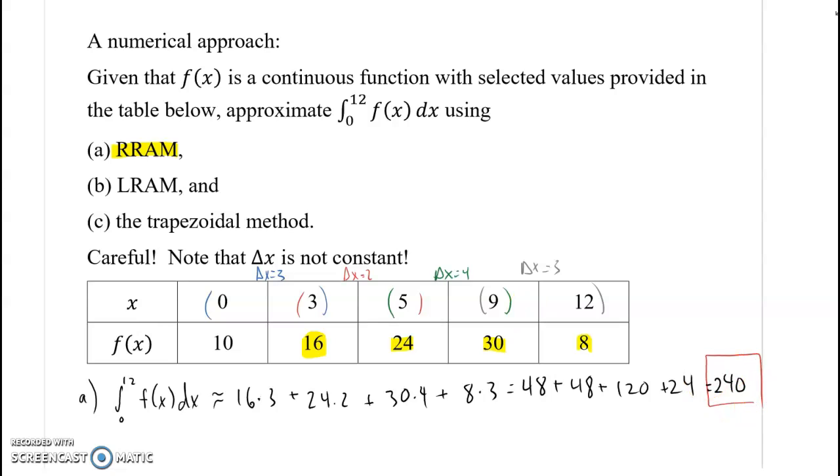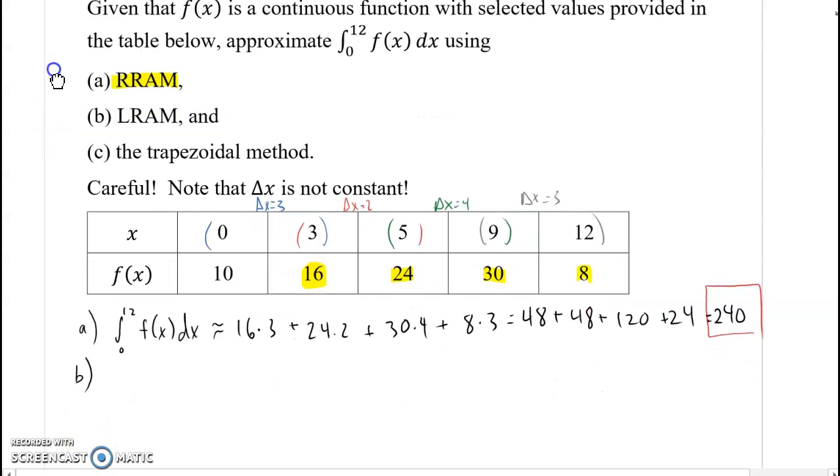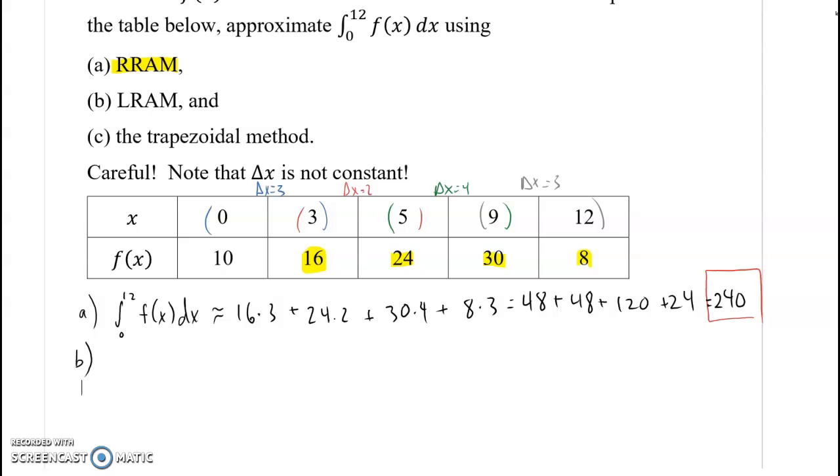So when we move on to the second method, the LRAM, it'll be essentially the same process. But when we do LRAM, we're not going to use the 16 for that first interval, we're going to use the 10, because that's the left side of that particular interval. Then we're going to use the 16, and then the 24, and the 30. Notice that we don't use the 8. So in the first example, we did not use the 10. In the second example, we will not use the 8. Everything else stays pretty much the same.